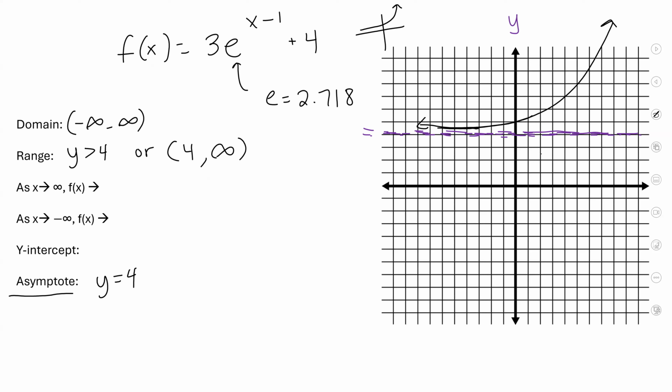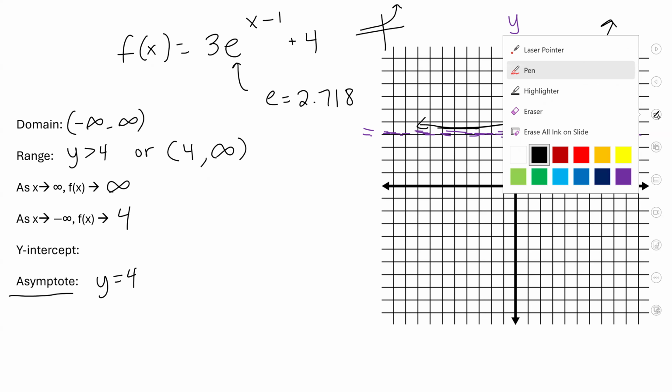Okay, Madison, as x goes to infinity, what's happening to the graph? Yep, it goes up. So I'm going to put infinity. All right, Henry, as x goes to the left, what's happening to the graph? What's it going towards? Yep, it goes towards 4, the asymptote. Very good. All right, Lydia, how do I find the y-intercept?